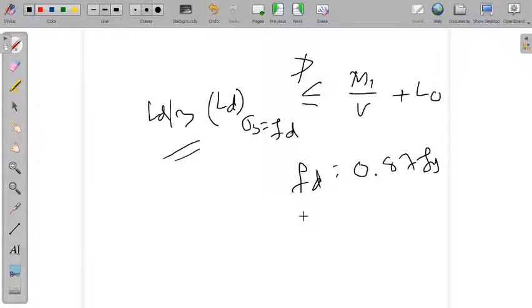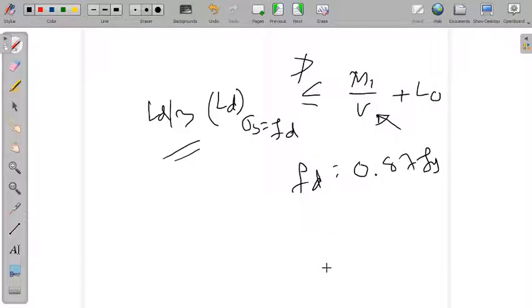Next, what is V? V is the shear force at the section due to design load. And M1 is the moment of resistance of the section assuming all the reinforcements are stressed to fd. Now the last part is L0.